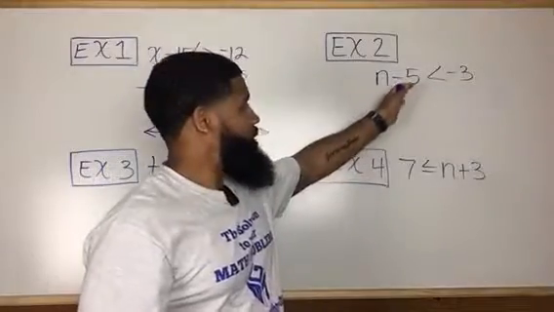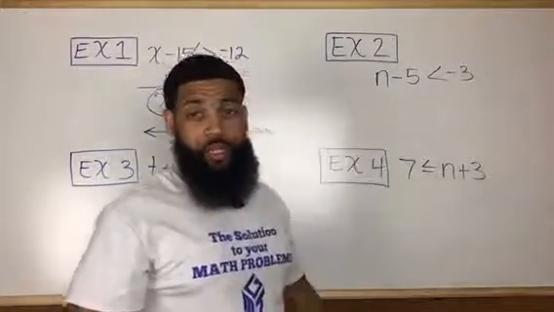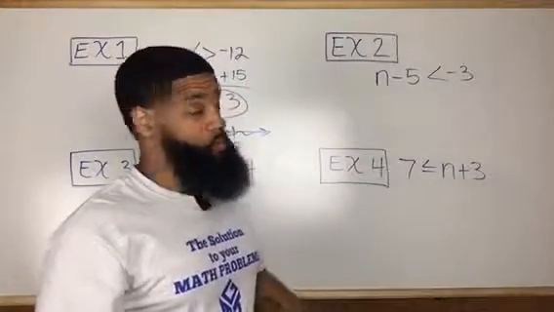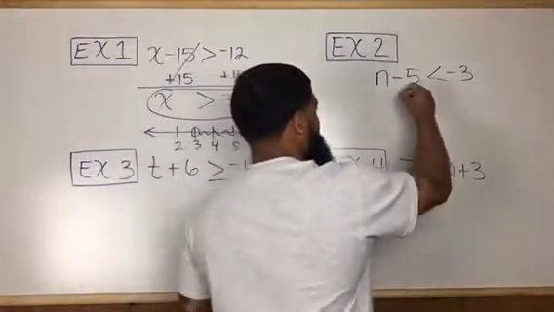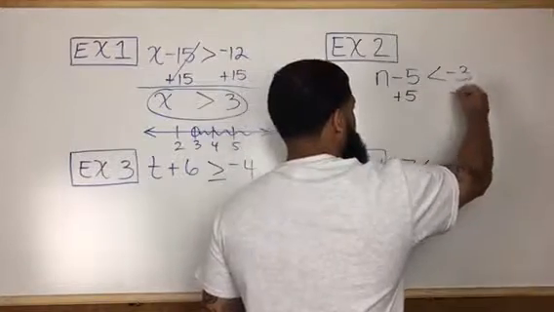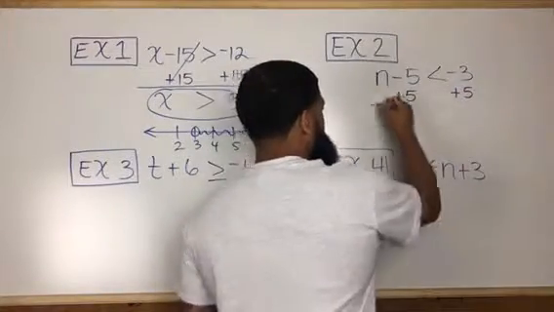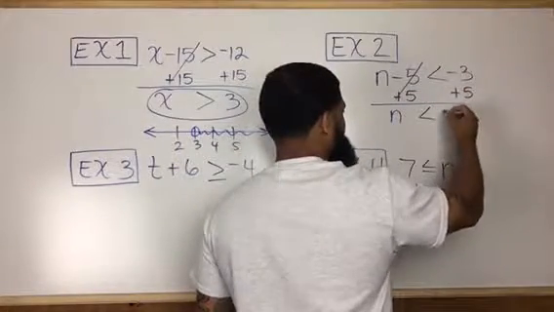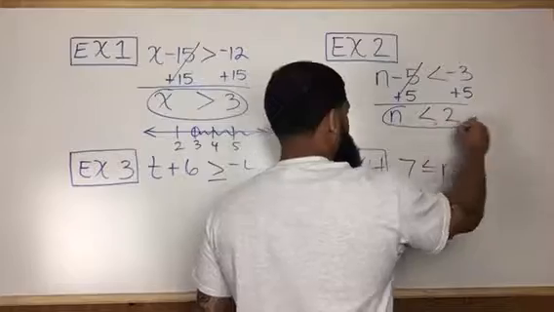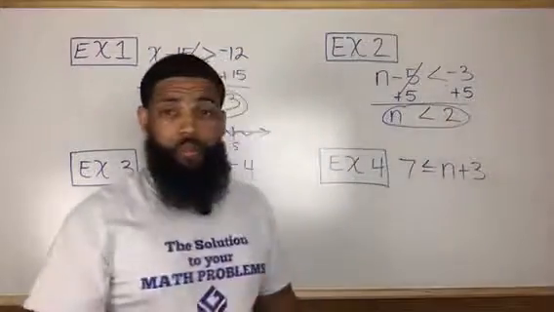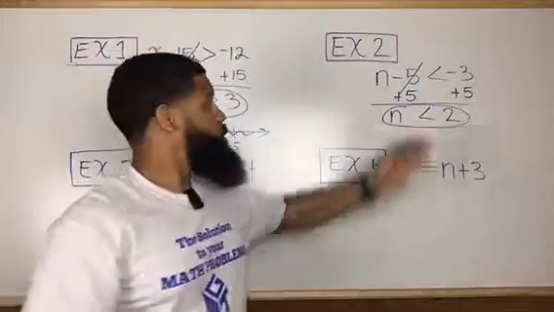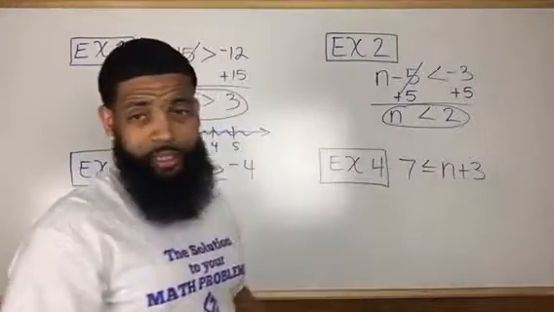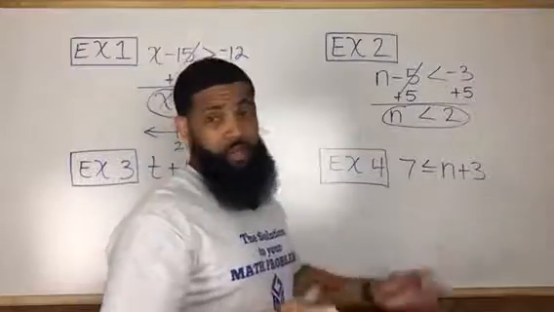Example 2, I want to do the same thing. I have subtraction. n minus 5 is less than negative 3. And the opposite of subtracting 5, because I want to get this variable by itself, is adding 5. So I'm going to add 5 to both sides of the inequality symbol. These cancel. n is less than negative 3 plus 5, which is actually 2. So n is less than 2. That tells me any number less than 2 will satisfy this inequality. We're not going to necessarily graph that one, but remember, any number less than 2.